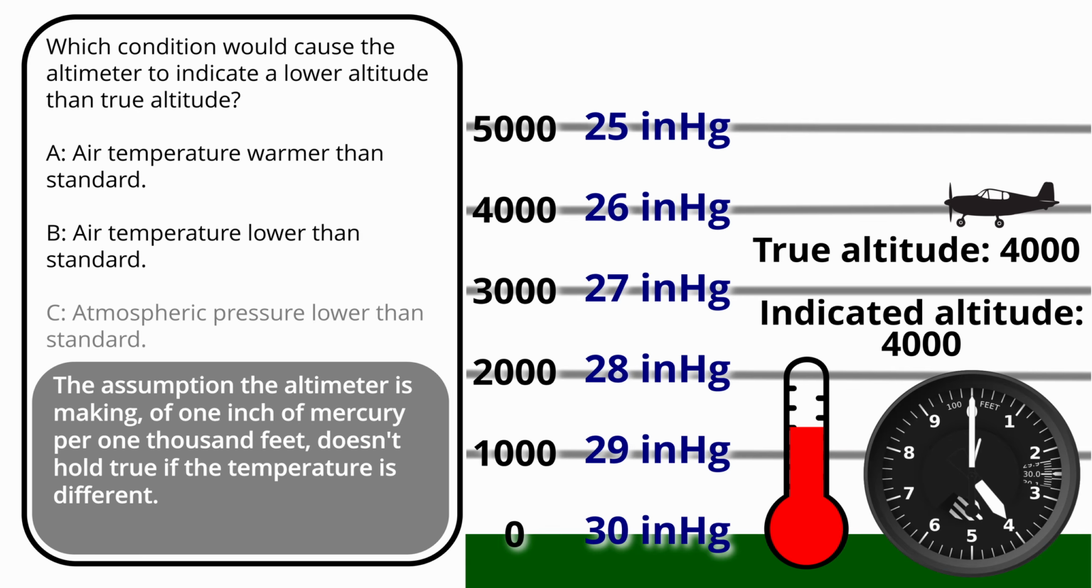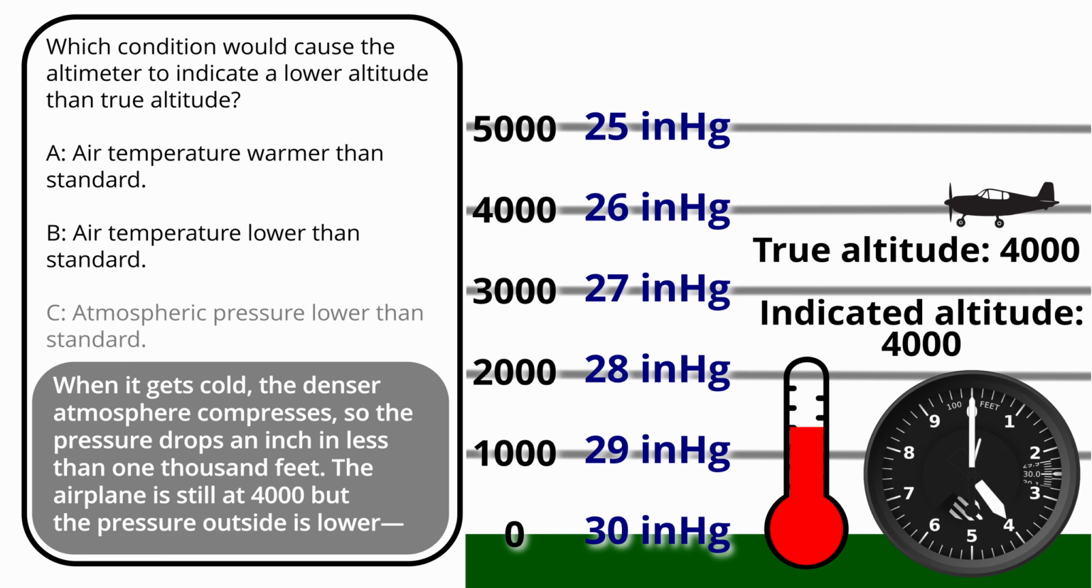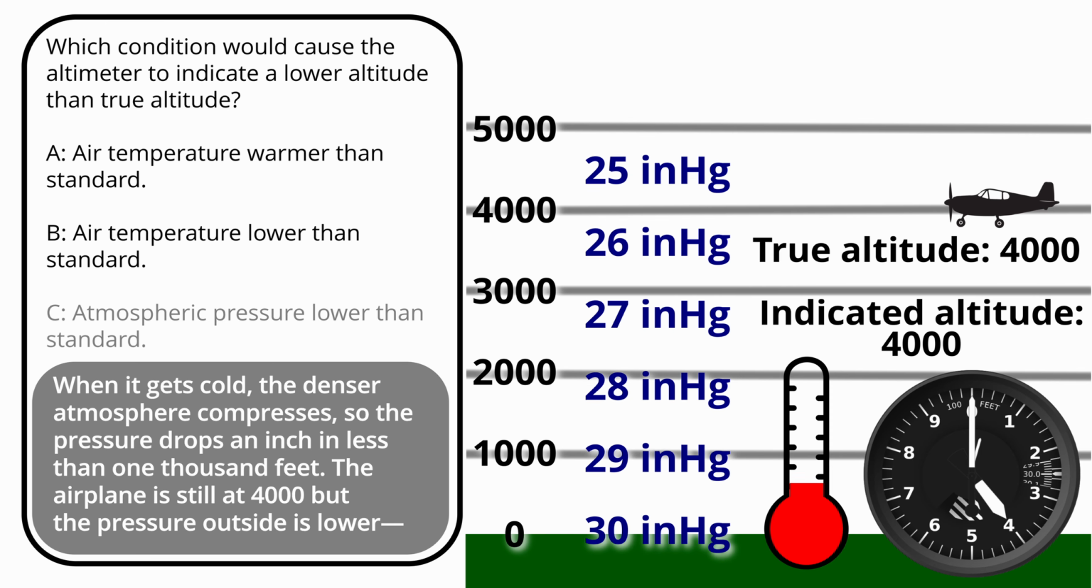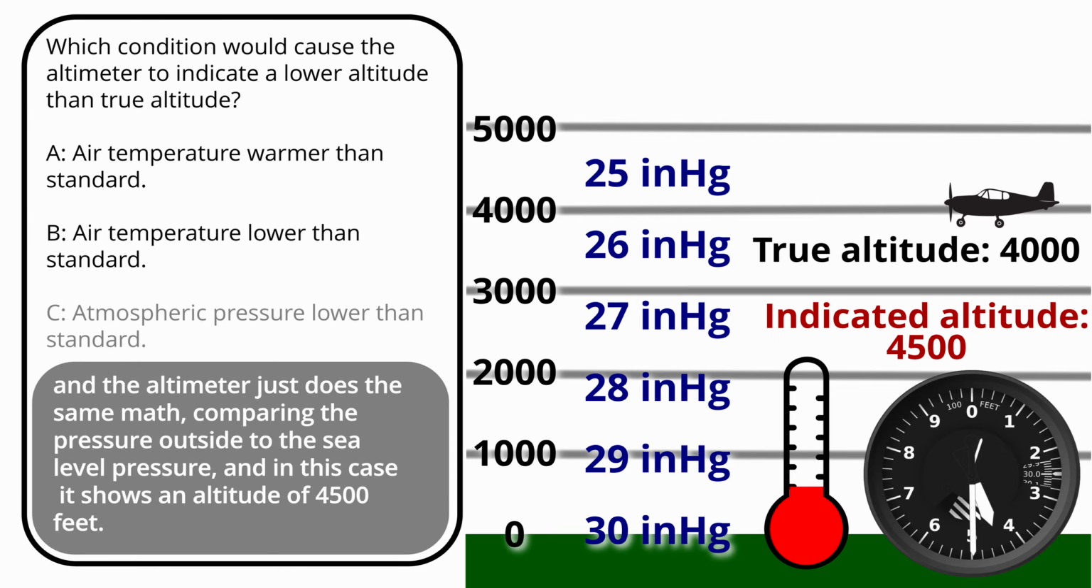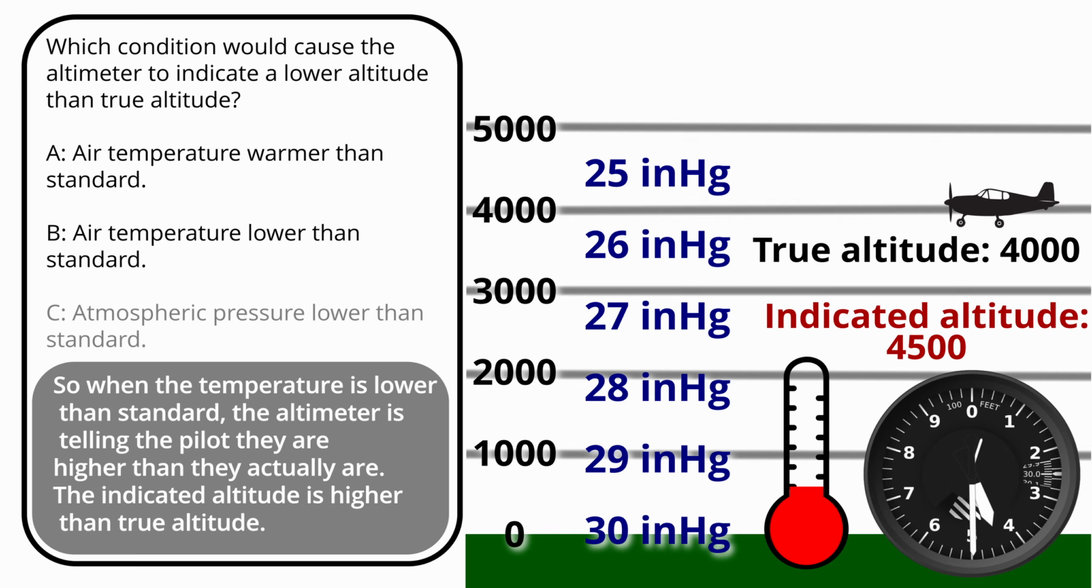The assumption the altimeter is making of 1 inch of mercury per 1,000 feet doesn't hold true if the temperature is different. When it gets cold, the denser atmosphere compresses, so the pressure drops an inch in less than 1,000 feet. The airplane is still at 4,000, but the pressure outside is lower, and the altimeter just does the same math, comparing the pressure outside to the sea level pressure, and in this case, it shows an altitude of 4,500 feet. So when the temperature is lower than standard, the altimeter is telling the pilot they are higher than they actually are. The indicated altitude is higher than true altitude.